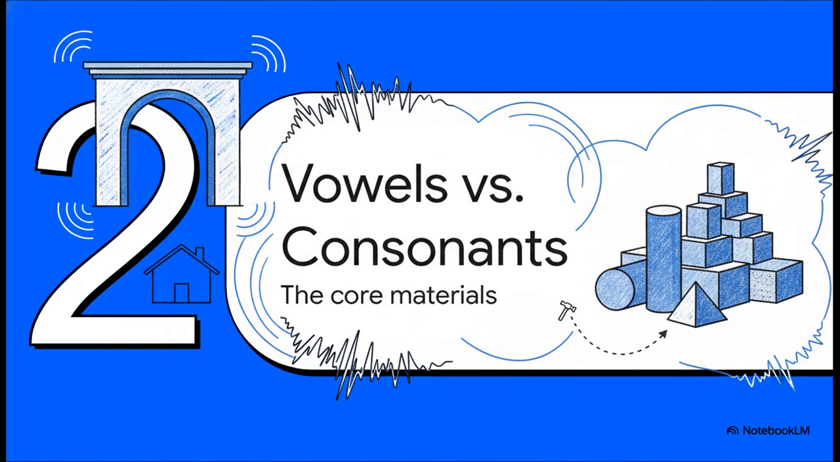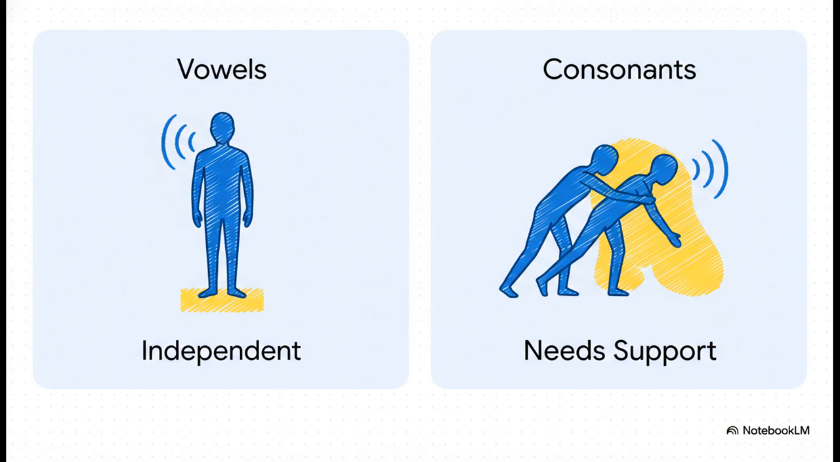Okay, so we have these sound atoms, these varnas, but they're not all created equal. They basically fall into two main buckets, and you can think of them as the two main materials an architect has to work with: vowels and consonants. What's really cool is how Sanskrit itself defines them. A vowel, or a swara, literally means that which sounds by itself. It's totally independent. You can just say ah or o, no problem. But a consonant, a vyanjana, that means that which follows or is supported. It needs a vowel to even be heard properly.